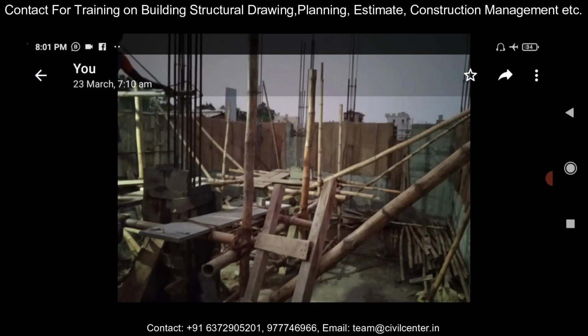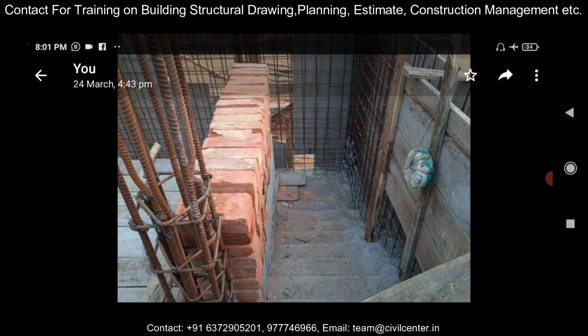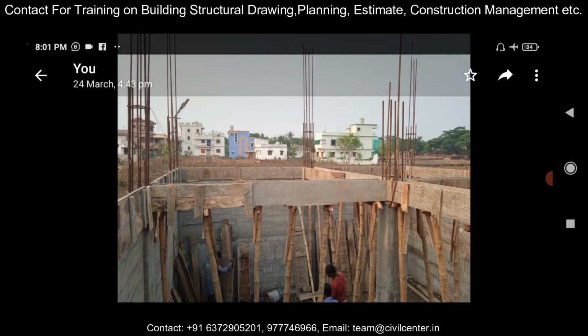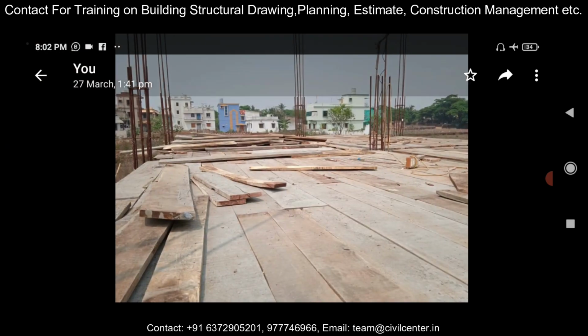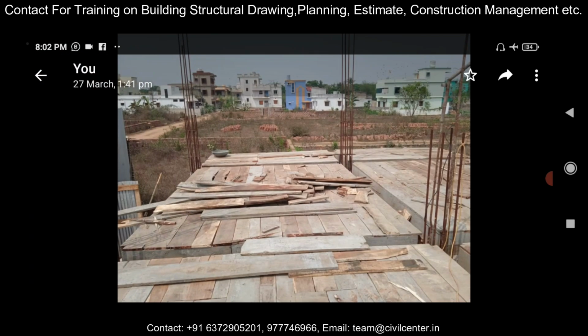So as you can see, the building has been progressing day by day. You can observe all the work. Staircase is done. Now we have reached the ground floor roof. So the ground floor roof shuttering has been started.